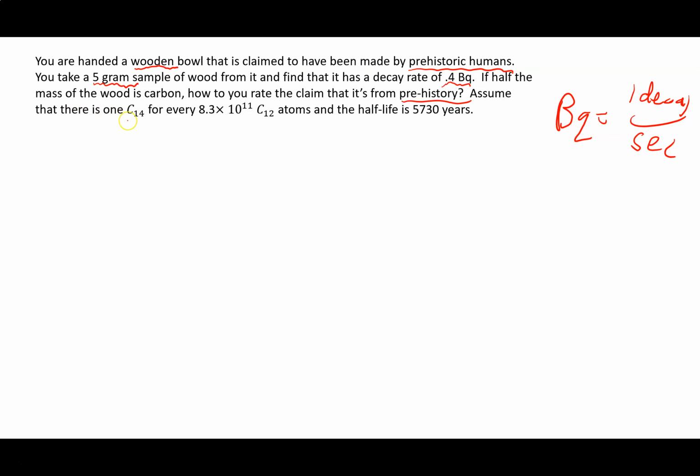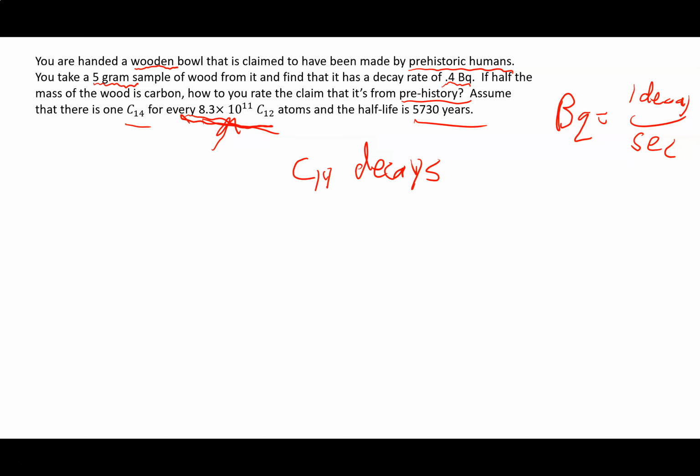And then they say assume there's one carbon-14 for that many carbon-12s, and the half-life is 5730. The reason they say assume that is because that's the ratio in the atmosphere. Wood comes from trees, and trees gobble up carbon from the atmosphere, and they don't know whether it's carbon-12 or carbon-14. Even though the carbon-14 decays, new carbon-14 is made every second by cosmic rays and all sorts of junk crashing into nitrogen molecules in the upper atmosphere, and this ratio stays pretty constant.